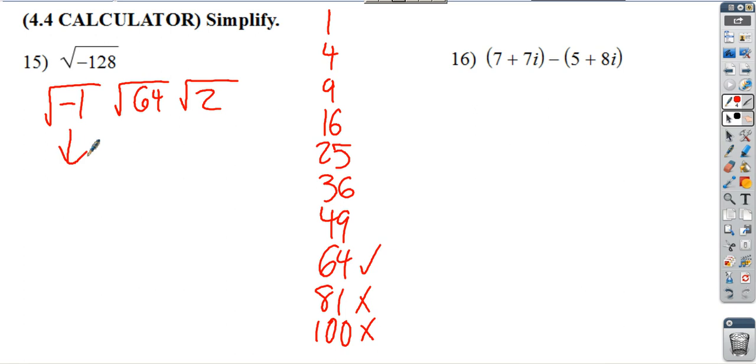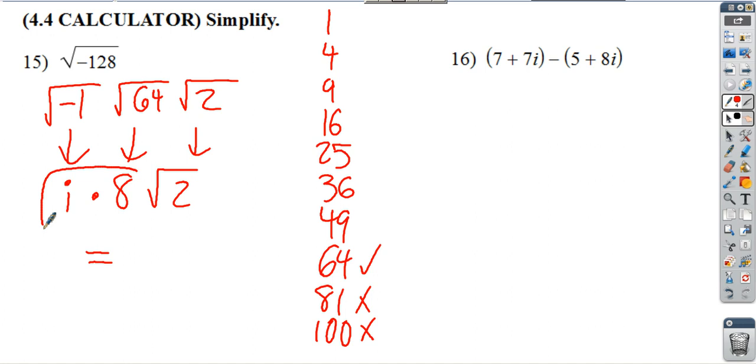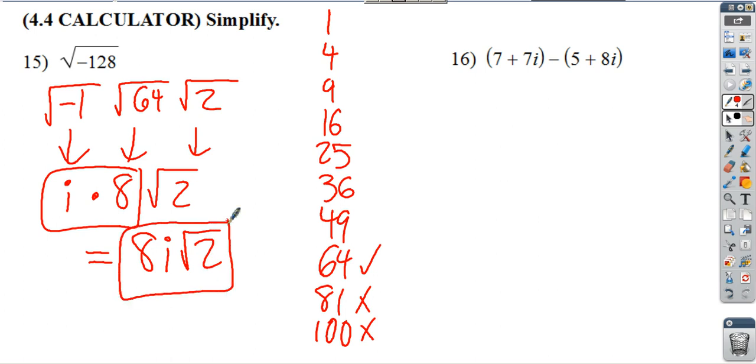Okay, this right here, the square root of -1, another name for that is the number i, or the imaginary number. The square root of 64 is equal to 8. And then you can't do anything more with the square root of 2. So the final way to write this simplified version, it's customary to just reverse the order of those. So put the 8 in front, put the i second, and put the square root by itself at the end. So the square root of -128 simplifies to 8i root 2.